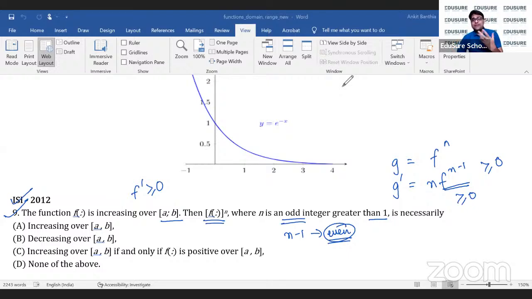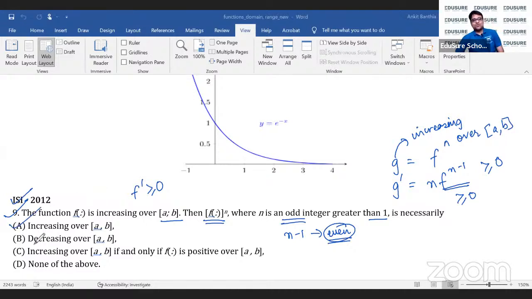Anything to the power of an even number will always be positive. So if g is equal to f to the power n, g dash is equal to n into f to the power n minus 1. F to the power n minus 1 is always greater than or equal to 0 because n minus 1 is an even number. So n into f to the power n minus 1 will always be greater than or equal to 0. That means g is also increasing over the entire range A to B.